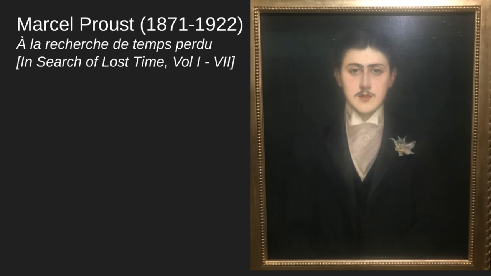So here's, as you can see, a painting of Marcel Proust. This painting hangs in the Musée d'Orsay in Paris. He also is buried in the Père Lachaise cemetery in Paris. You can visit both of those places should you go there. You can see he lived from 1871 to 1922, right in the period of what is often referred to as La Belle Époque, or the beautiful era in France, a time of great wealth and prosperity.